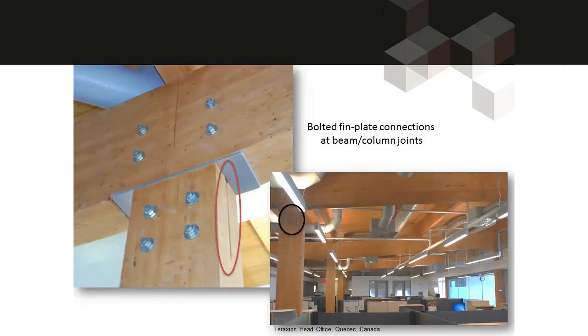Finally, we'll look at some connections. In this connection here, we're making the connection between a beam and a column. Cut into the column is a steel plate. So there's a steel plate in that region highlighted by the red ellipse, and that steel plate is transferring loads from the bolts into the steel and up to the top member.